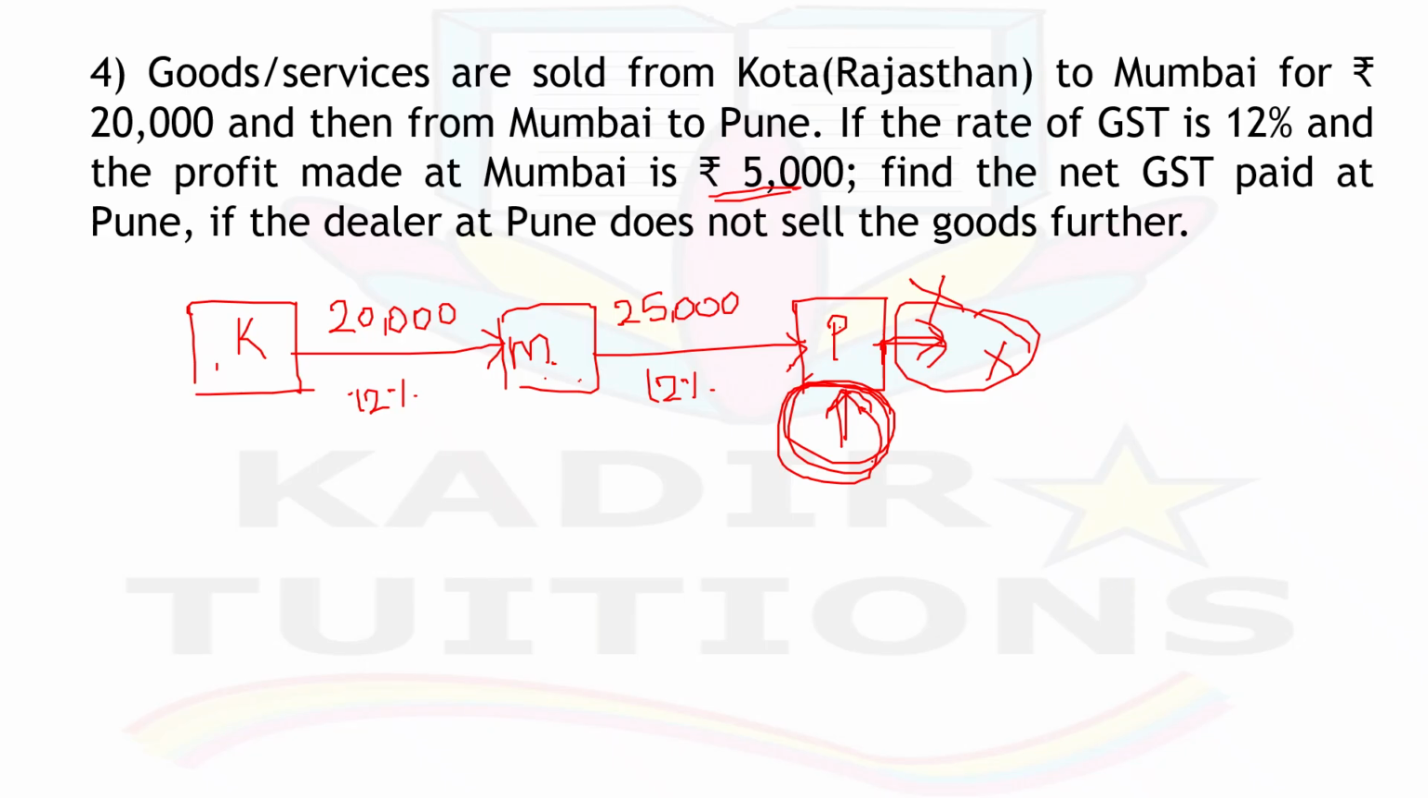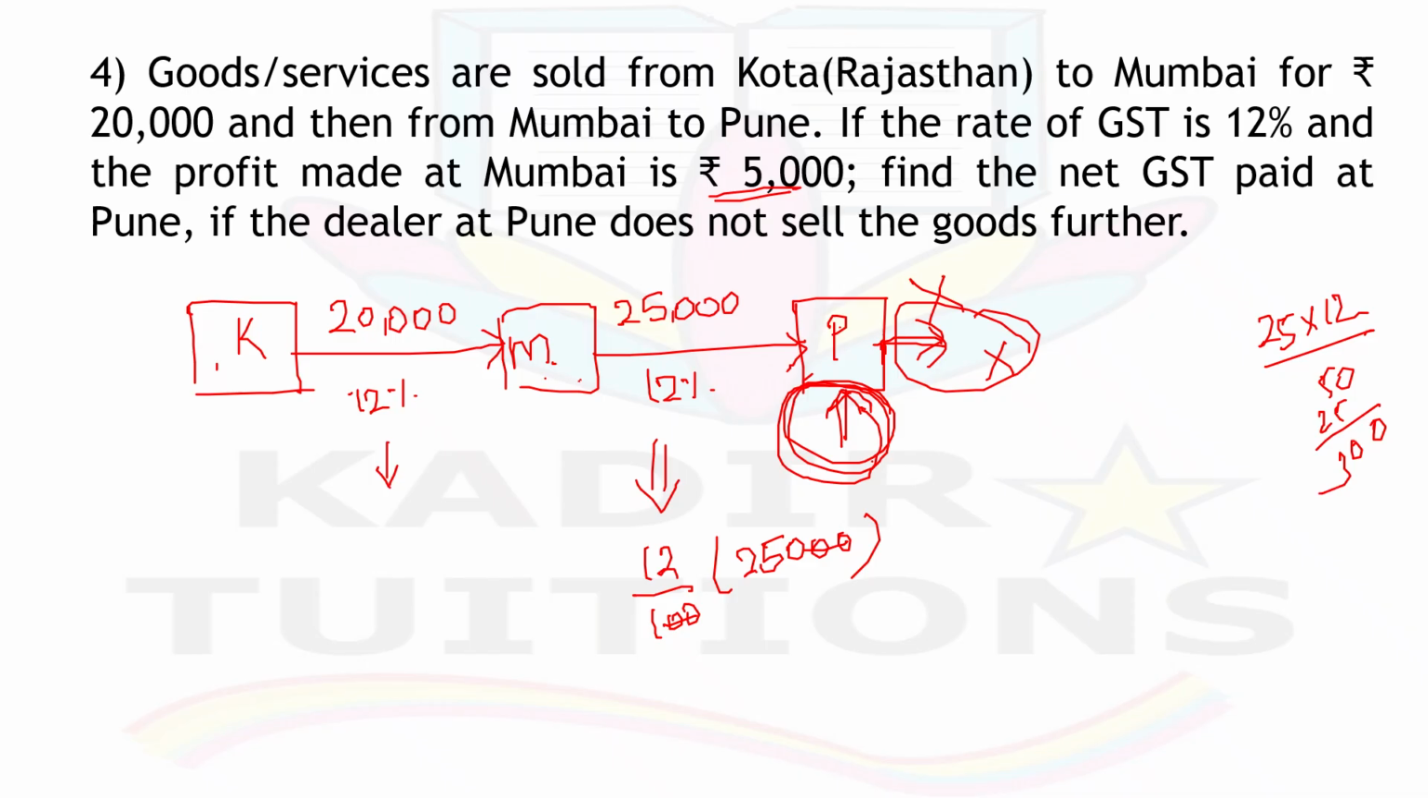Okay, yes, we'll start calculating. So for that, I no need to check this one, because Pune person, how much he has paid, it's nothing but 12 by 100 of 25,000. Directly we can calculate it. So yes, 25 into 12, so 50, 25, it's going to be 300, and already 10 is there, so it's nothing but 3,000. So 3,000 is the amount this person, that means the Pune person, has to pay for GST when in case he is not selling the goods further. This is the answer for this problem.